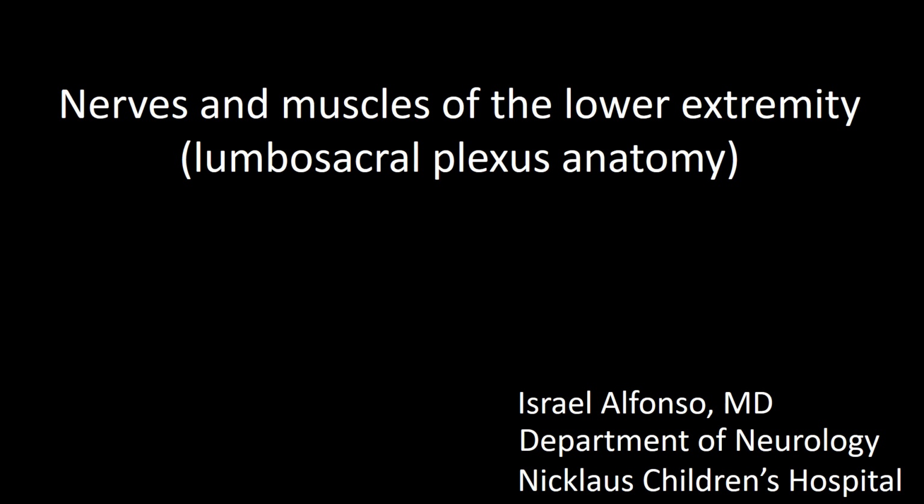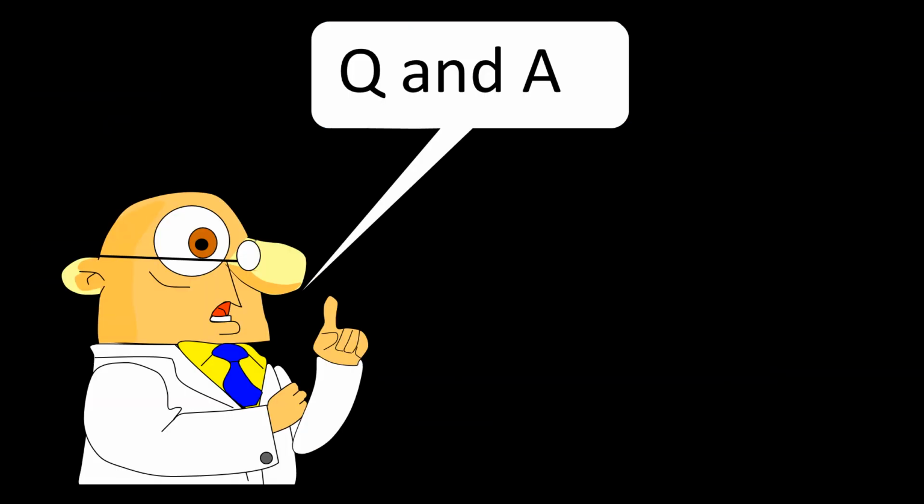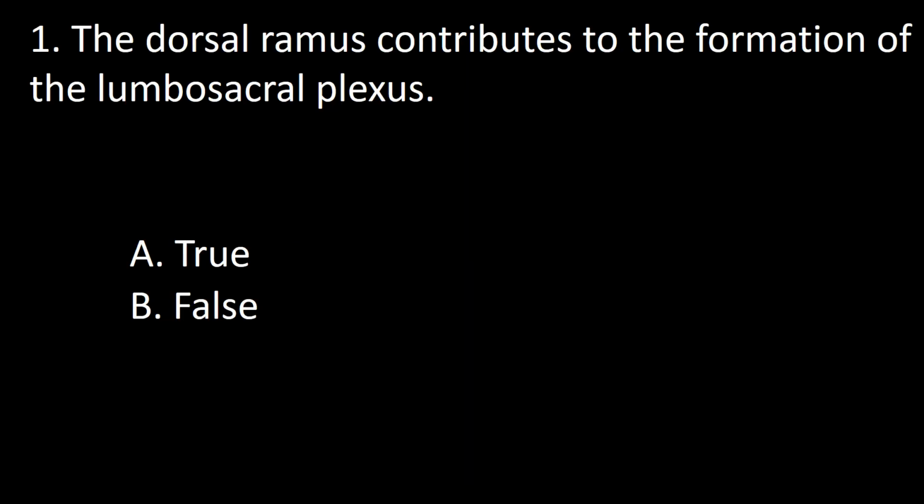The title of this talk is Nerves and Muscles of the Lower Extremity. These are the class objectives. You do not need to read them. We will use them to chart our talk. This talk will be conducted in a question and answer format. The first question is: the dorsal ramus contributes to the formation of the lumbosacral plexus.